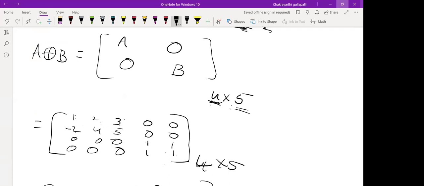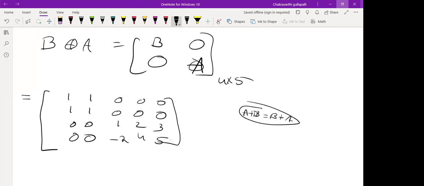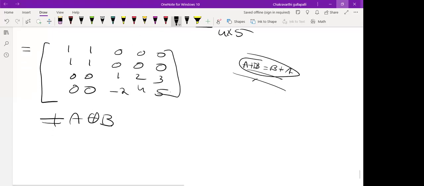When are 2 matrices equal? Every element here should be equal to every element there. Here we are having 1, 2, 3. Here we are having 1, 1, 0. They are not equal. So A plus B is not equal to B plus A. Very important. Generally, A plus B equals B plus A, but B direct sum A is not equal to this.